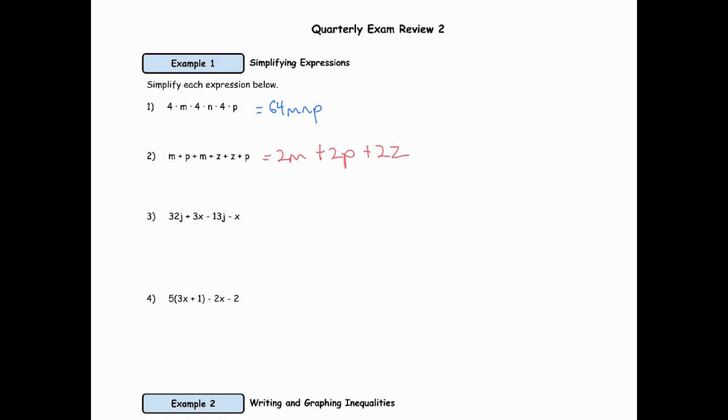Now, number 3, we have an expression that has addition and subtraction in it. So we're going to have to be careful here. The first thing we look at are the j terms. I always start with the first term, and that's a 32j. Now look at the other j term, 13j, but notice it's being subtracted. And even though it's after the 3x, what we're really going to subtract it from is the 32j. And so if we subtract 13j from 32j, we get 19j.